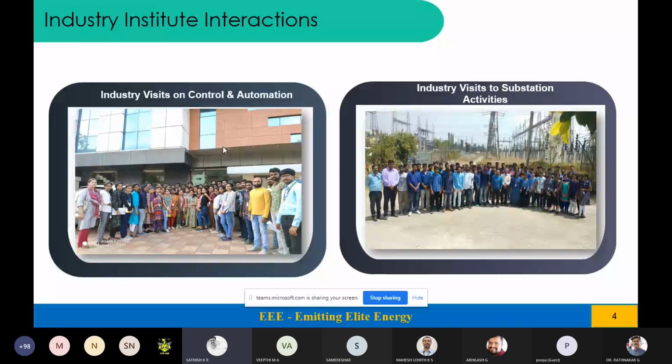Here we can observe 2 presented here. One is for automation systems, that is a company, and one more I have presented here, that is a substation. After this we are going with technical fest.